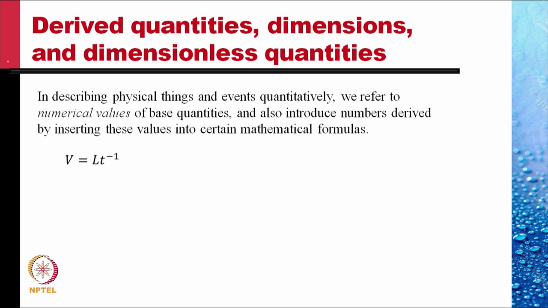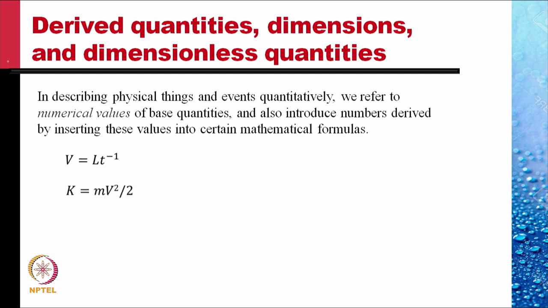For example, if L is the distance traveled in time t, then we can define a quantity V as L divided by t. This is akin to velocities. If we introduce the numerical value of L and a numerical value of t in there, then it will give you a value of V in some units.